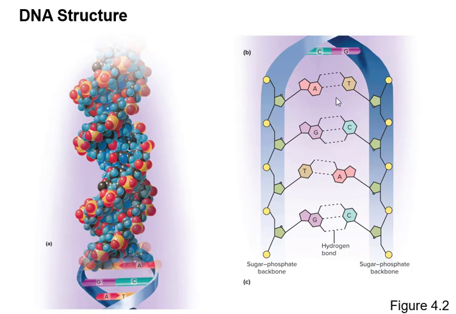And then this is a cartoon version showing what's holding this together in these grooves. So A's like to hydrogen bond with T's, and G's like to hydrogen bond with C's. And of course, T, A. You got A to T, T to A, G to C, C to G. Hydrogen bonding. Not really a bond, it's more of an electrostatic force, but it holds it together fairly well.